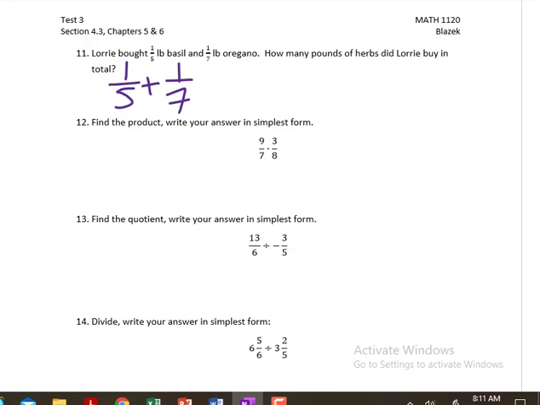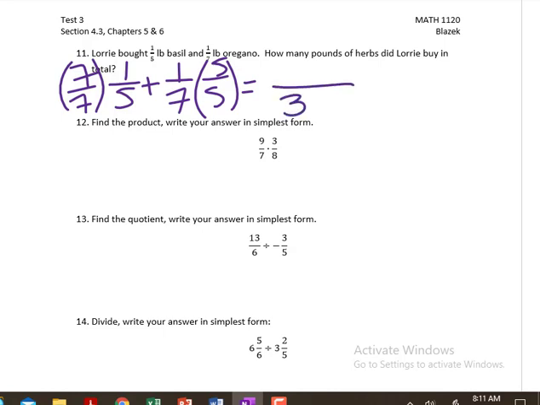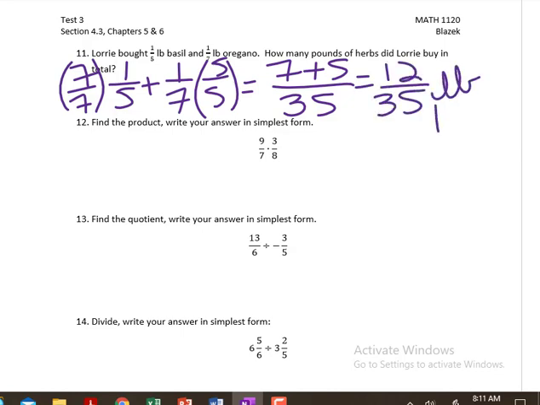The common denominator is 5 times 7 because they're both prime, so it's 35. I will multiply the left term, 1/5, by 7 over 7, and I'll multiply 1/7 by 5 over 5. So I end up with, over 35, 7 plus 5, or 12/35 of a pound of herbs.